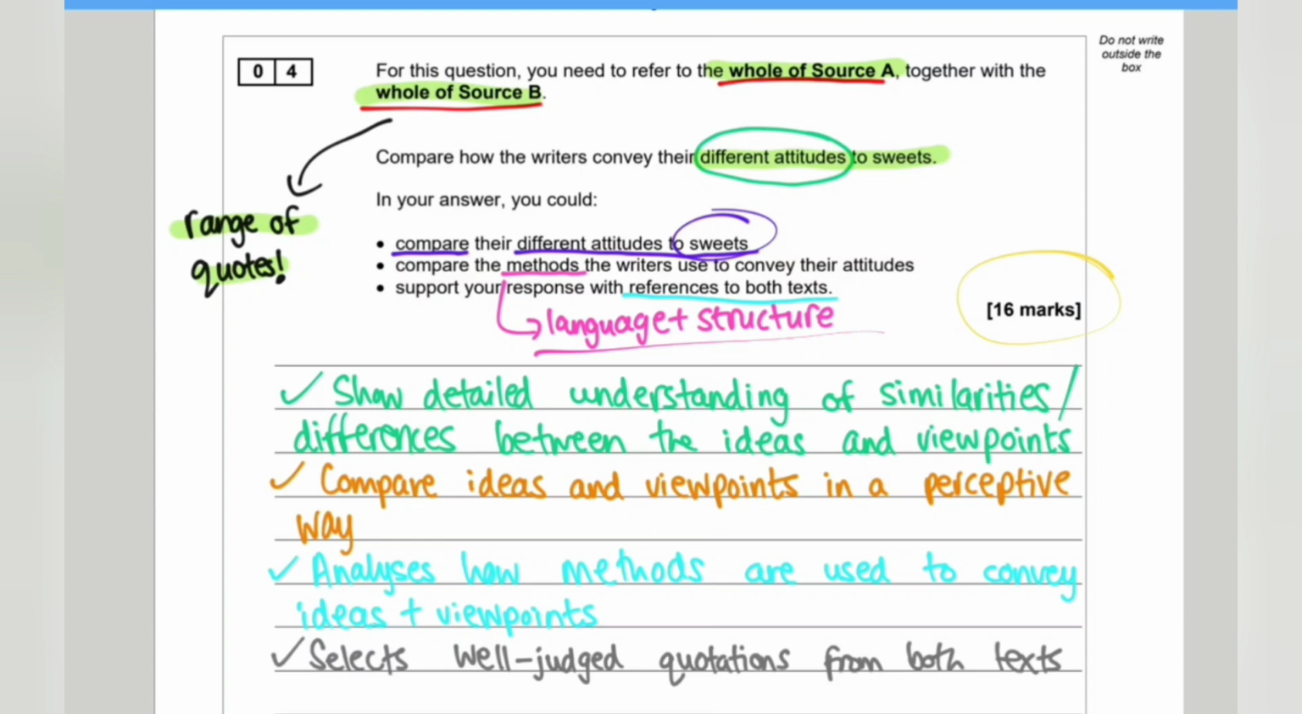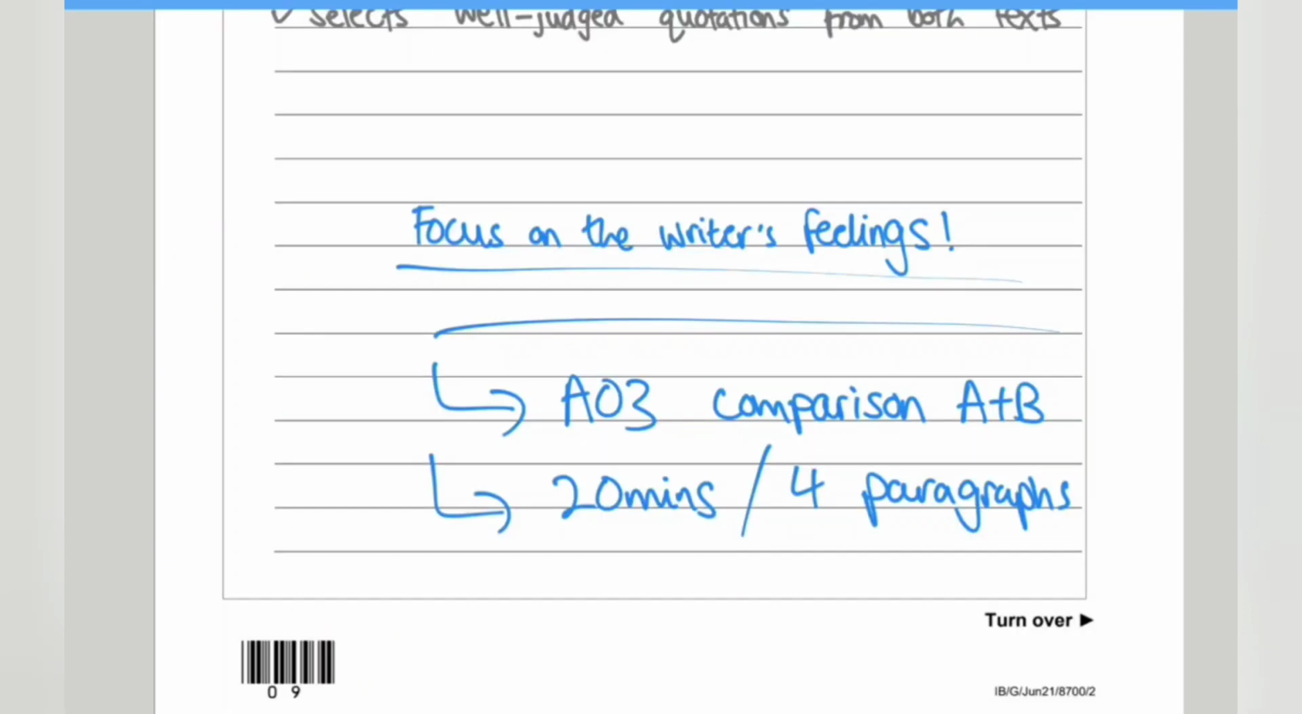I do have a template for you to follow for Question 4, so you can have a look at it and use it to answer the question. Also, you need to focus on the writer's feelings here, as it is assessing Assessment Objective 3. For the comparison of Source A and Source B, you should be spending around 20 minutes and writing up to 4 paragraphs.